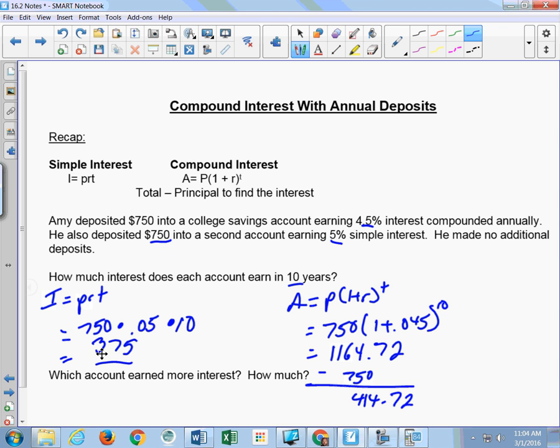Okay, so you made 375 on one, 414.72 on the other. So which account earned more interest? Well, the compound did. Right, and let's just say how much more. So we can take our 414, subtract 375, and it made about $39.72 more. Okay.